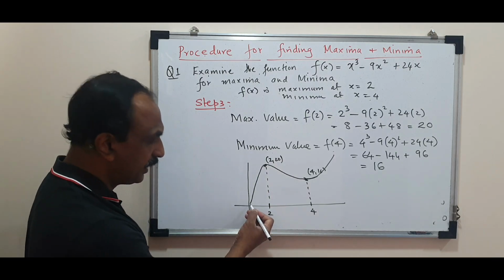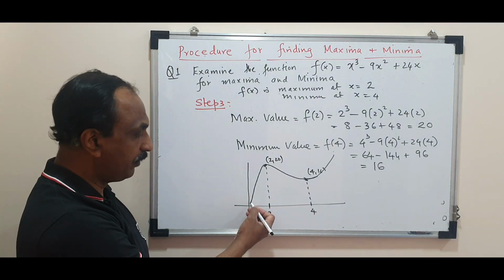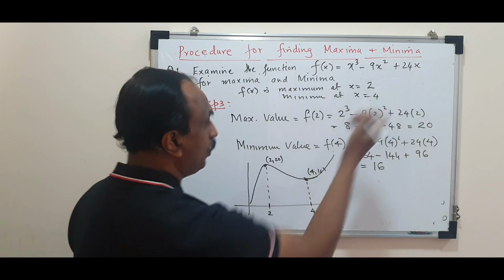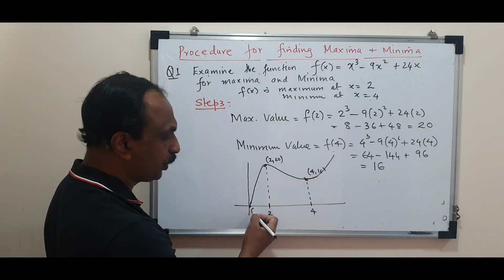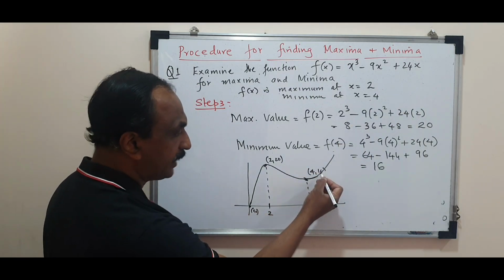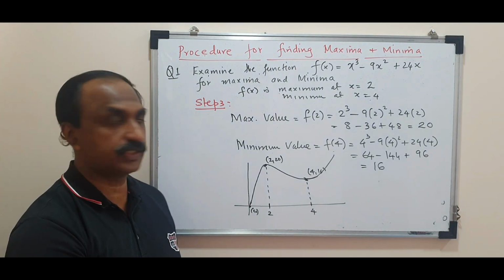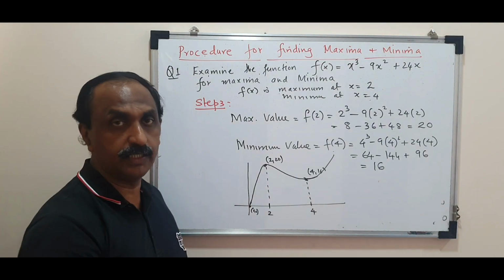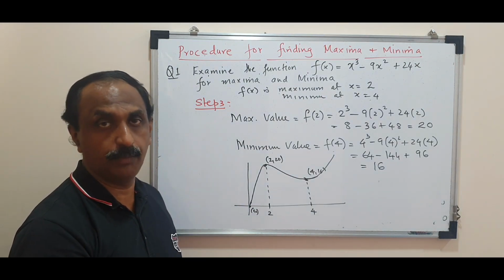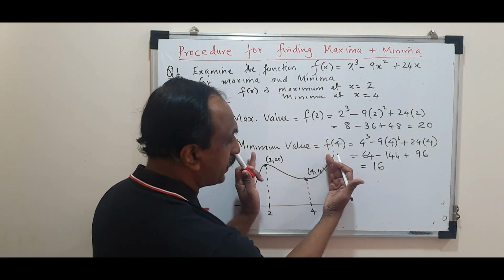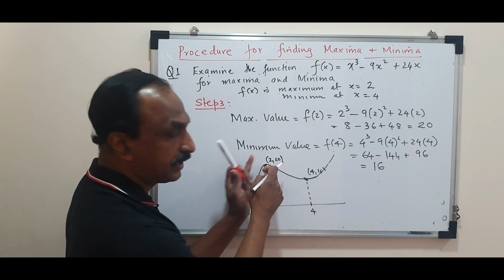But remember, there are still lower values here. When x is 0, y coordinate is 0. In fact, it is passing through the origin. So 16 is not the minimum value. Even 0 is less than 16. But what we are talking about is only the local maximum, local minimum. That means within this stipulated region, this is a minimum and this is a maximum.